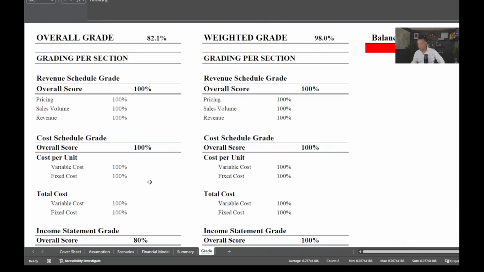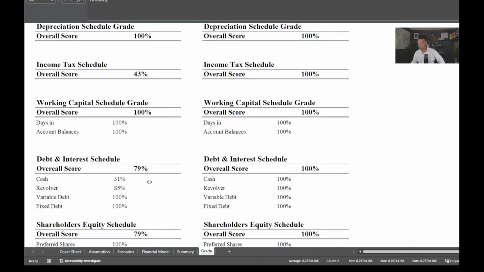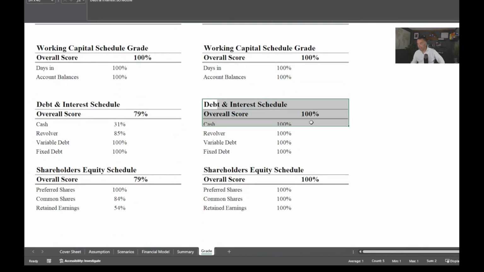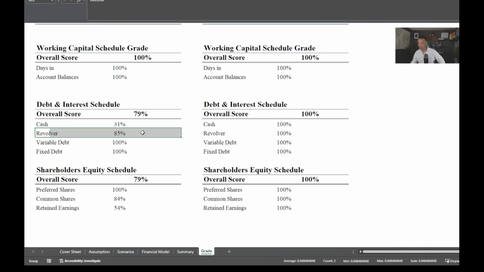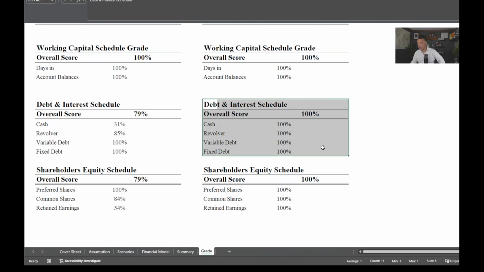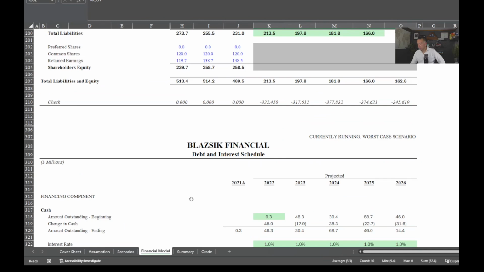Let's go to our grade. Let's look at the revolver real quick. So the debt is 100% complete, even though 31% of the cash is correct numbers and 85% of the revolver is correct numbers. But we did complete the revolver part of it.